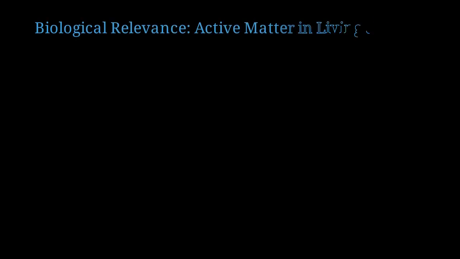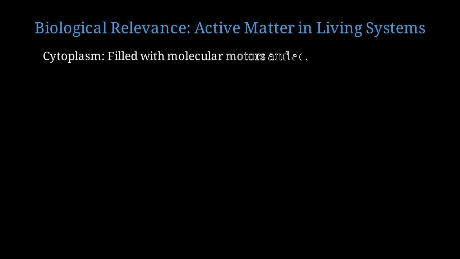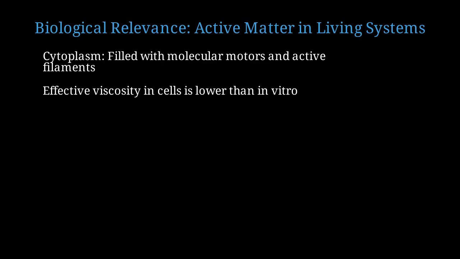This isn't just an artificial phenomenon. Active matter effects occur naturally in biological systems. The cytoplasm of cells is full of molecular motors walking along filaments, organelles being transported, and continuous stirring by active processes. Measurements of effective viscosity inside living cells often give values lower than the same solution measured in vitro. The active processes reduce the effective resistance to motion.